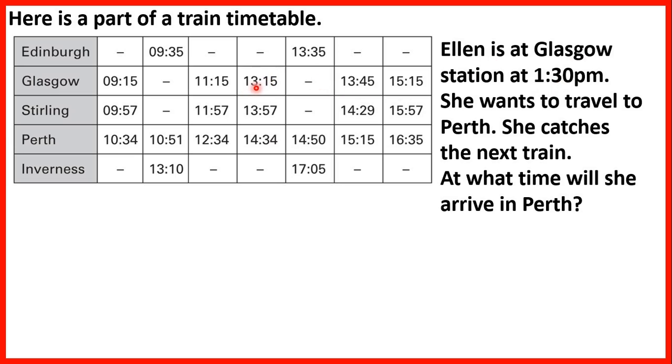So this train here, which leaves at 13:15, will be too early. She'll need to get the next train after 13:30, so that's the one that leaves at 13:45. At what time will she arrive in Perth? Well, we can go across from Perth, and we can see that this train gets to Perth at 15:15, or at 3:15 p.m.